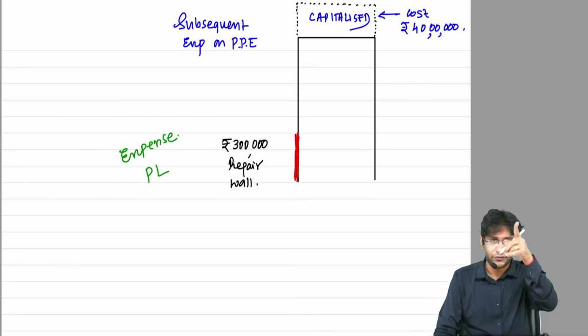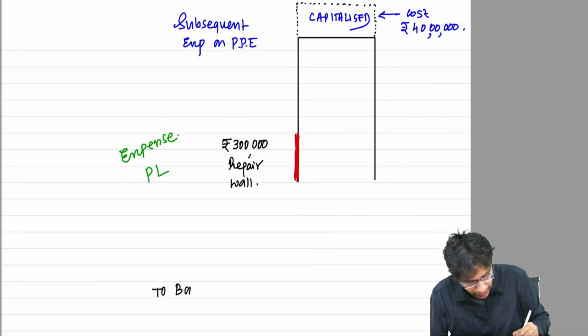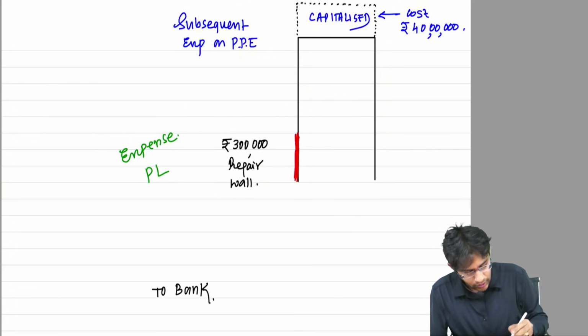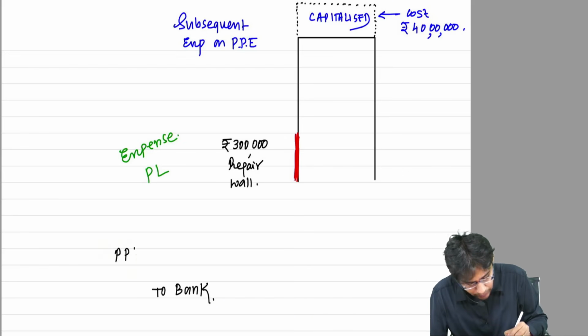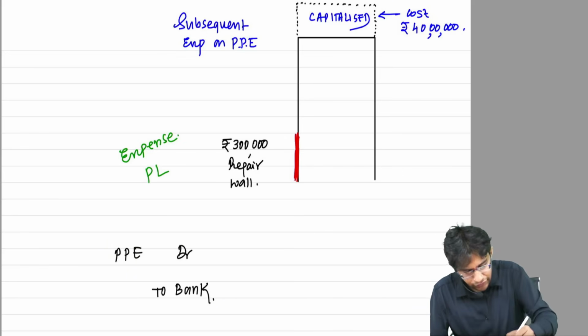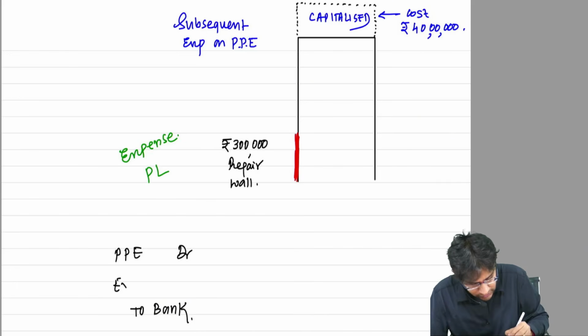Whether it is 40 lakhs or 3 lakhs, try to visualize the journal entry. We will record to bank. Now, the debit portion: if you say capitalized, I will go and add it to PPE. If you say do not capitalize, then let's put it off into the P&L account. I will simply call it an expense.